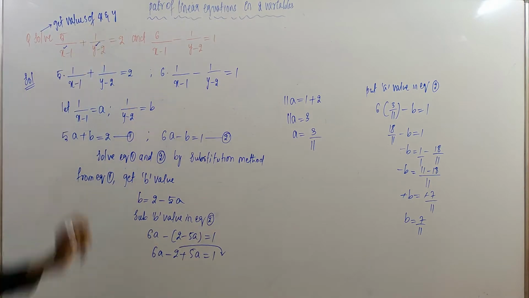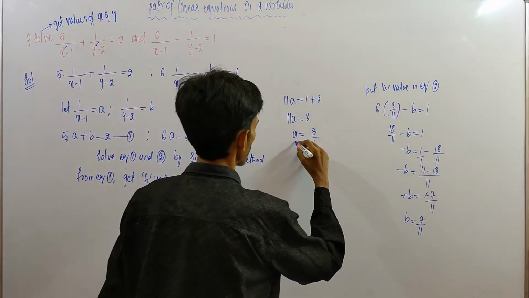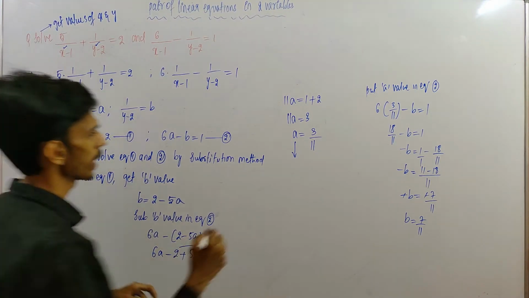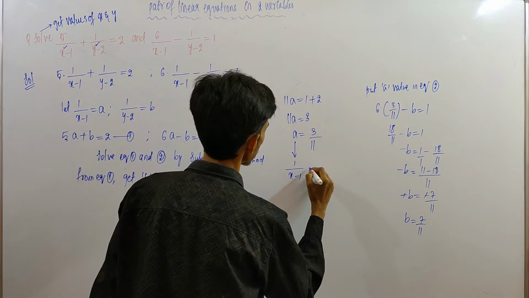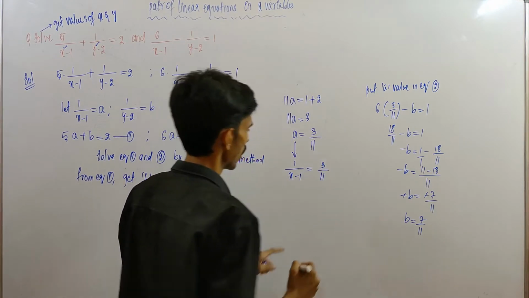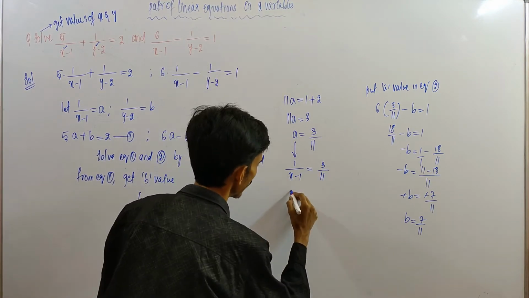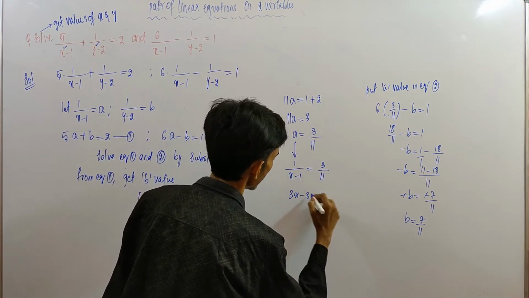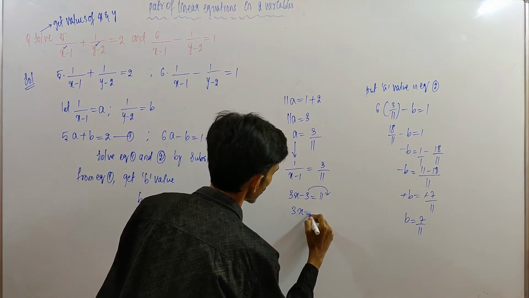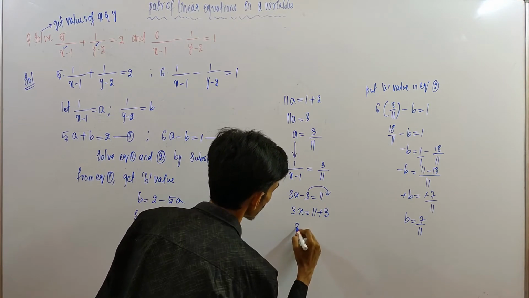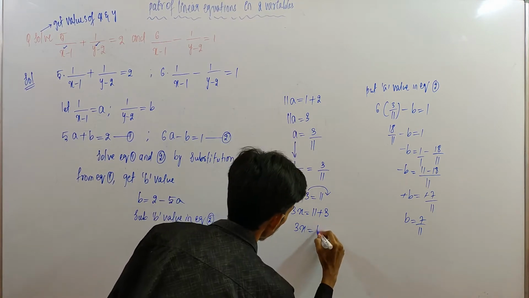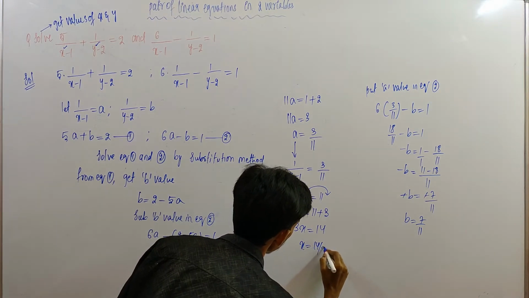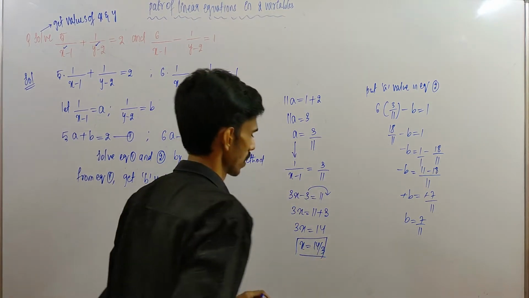Here we want the x and y values, not the a and b values. So the a value, a we have taken as 1 by x minus 1. 1 by x minus 1 value is 3 by 11. Cross multiply: 3 into x, we have 3x, 3 into 1 minus 3. 1 into 11, we have 11. Send this here, we have 3x is equal to 11 plus 3. So 3x is 14. The x value will be 14 divided by 3. This is the value of x.